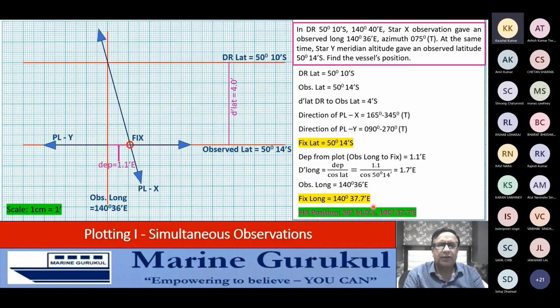So the coordinates of our fix obtained through plotting would be then 50 degrees, 14 minutes south, 140 degrees, 37.7 minutes east, and it's here that we have the fix of the vessel.